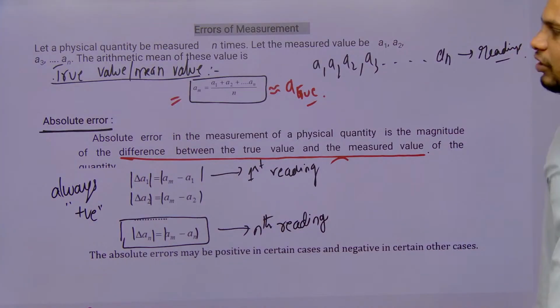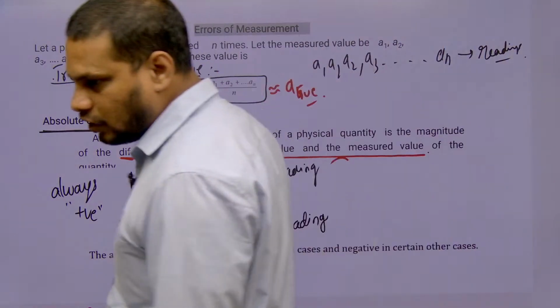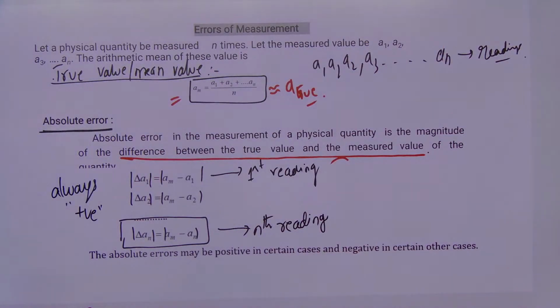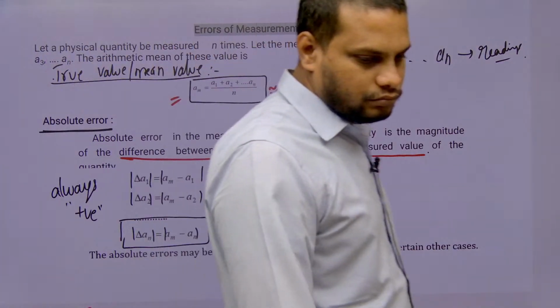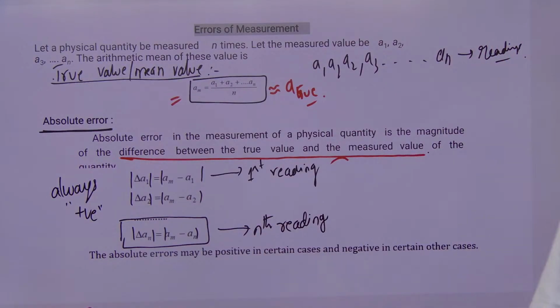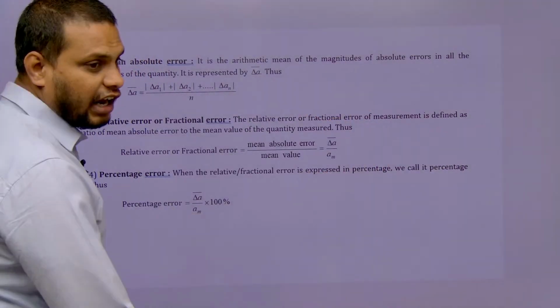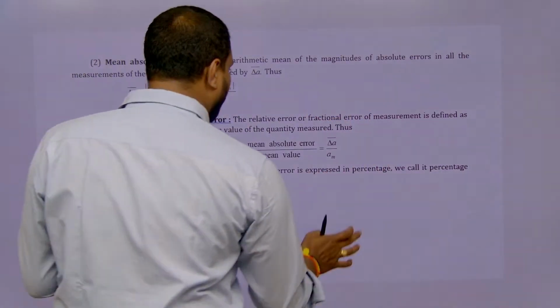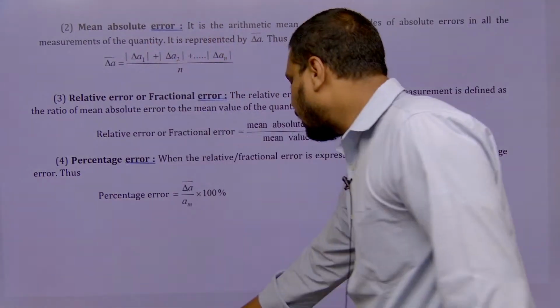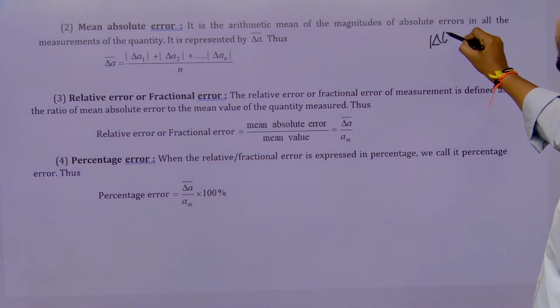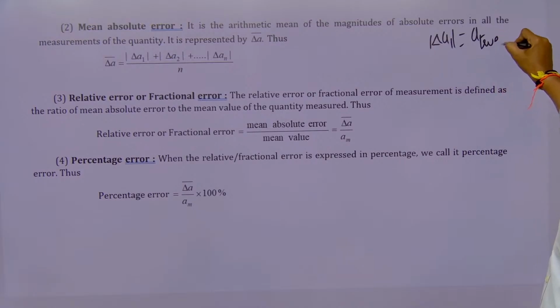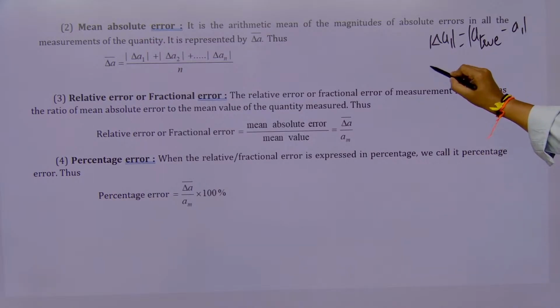Okay, the next one, mean absolute error. Now what is mean absolute error? It is the mean of all the absolute errors, the arithmetic mean of all the absolute errors. So just note it down. Suppose just now we calculated the absolute error, right? My delta a1 can be taken as the true value, or even you can write it as the mean value, minus the first reading, correct? And delta a2, how much will it be?